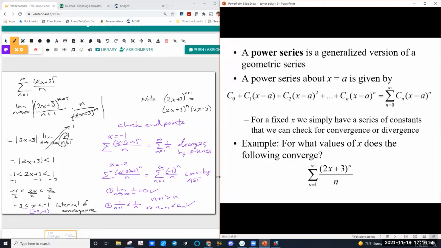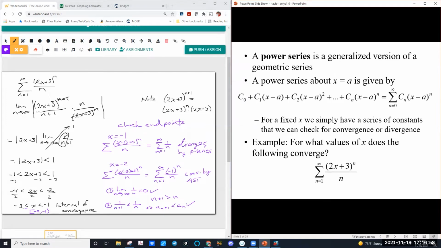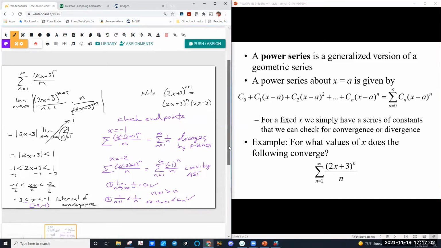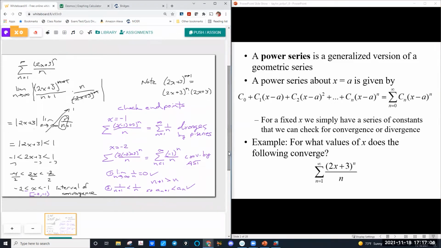So there are specific values of x for which they converge, and we want to find those values. So that's our goal with power series. Questions about this first example before we go on to another?